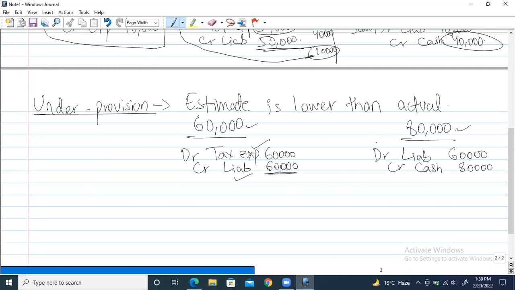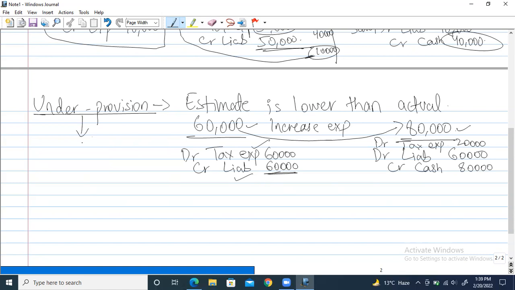So in this case, what we'll have to do is create another expense over here, tax expense, which is 20,000. Now this way our debits and credits will match. This means we will have to increase the expense over here. We will have to increase the expense from 60,000 to 80,000, right?